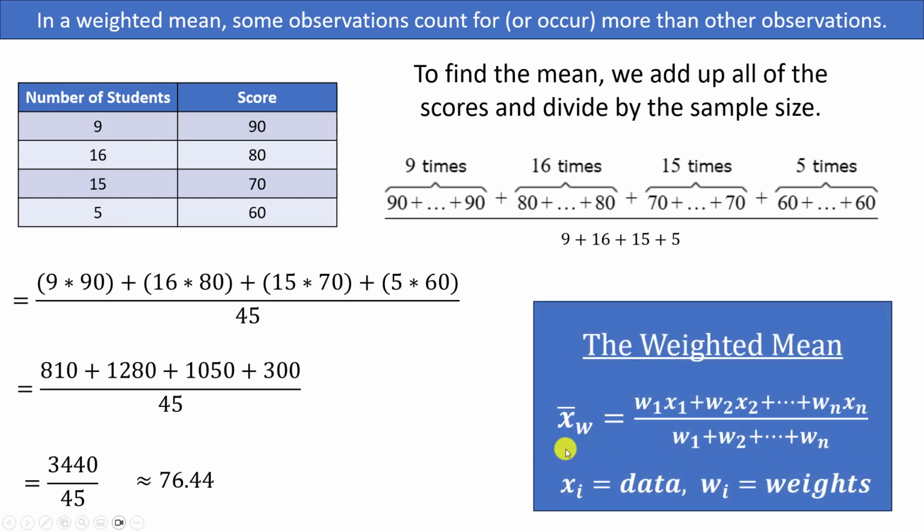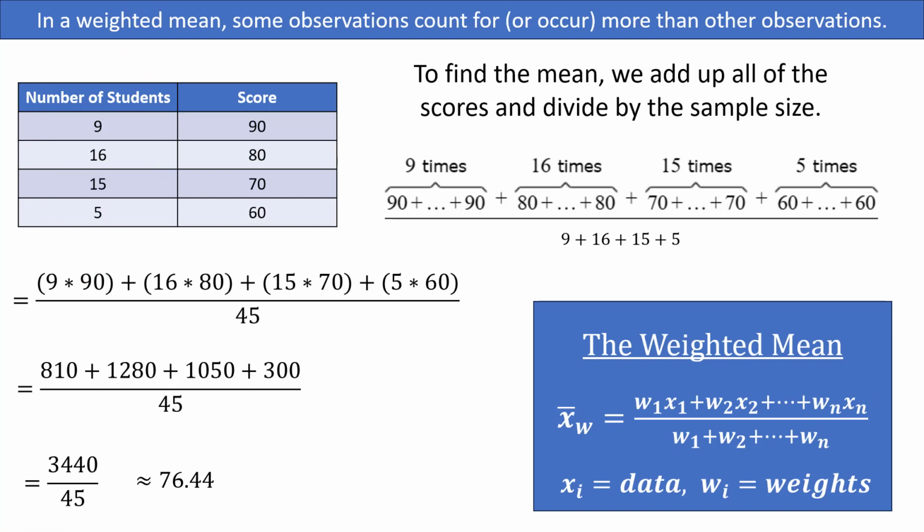We use x bar with a subscript w to represent the weighted mean, and to find this, we take each weight, in this case, each number of students, and multiply by the corresponding x value, in this case, the score. Once we've multiplied all of them together, we add them together, and then we divide by the sum of the weights, or in this case, the number of students.